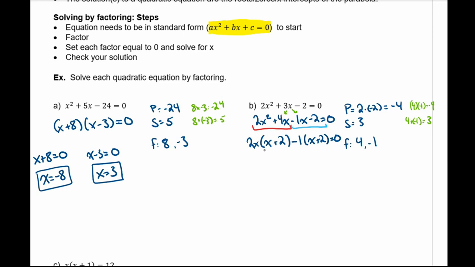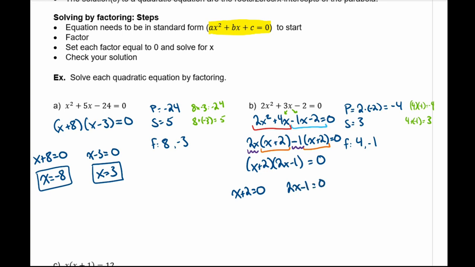Now I can see that each term has the same bracket, so I can factor that out. x plus 2 times the remainder, 2x minus 1. And it's still set equal to 0. So these are our two factors now. Now that I have them, I have to set both of them equal to 0.